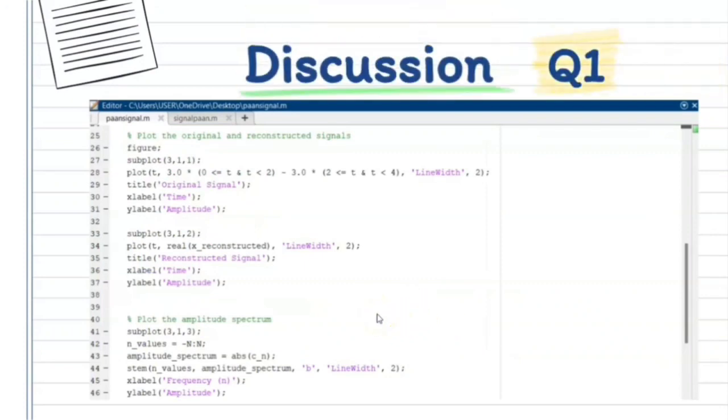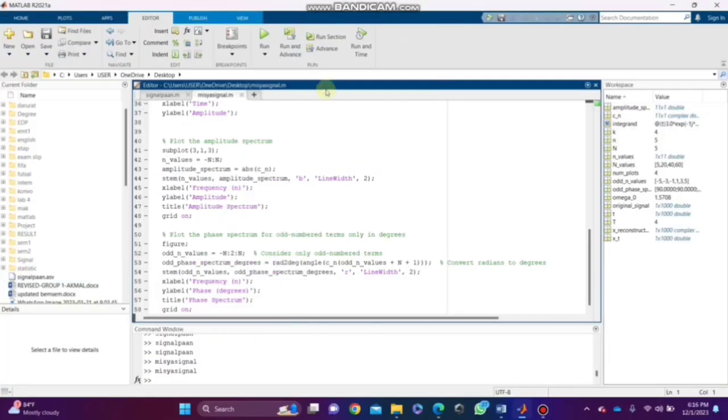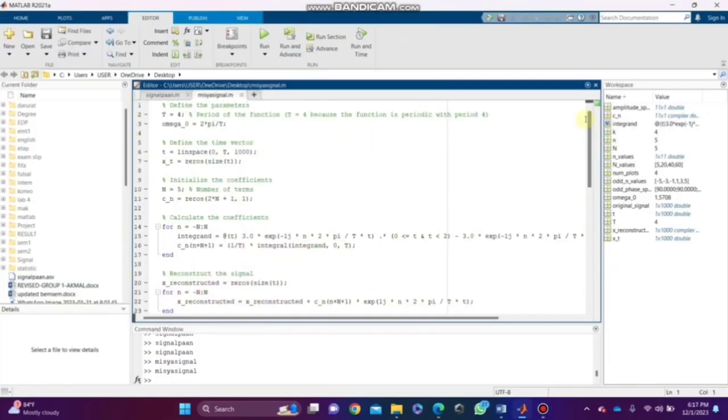After that, we plot the original and reconstructed signal. In the plot, the amplitude 3 is from 0 to 2, and the negative amplitude from 2 to 4. And the last is to plot the amplitude spectrum. So this is our coding in MATLAB.